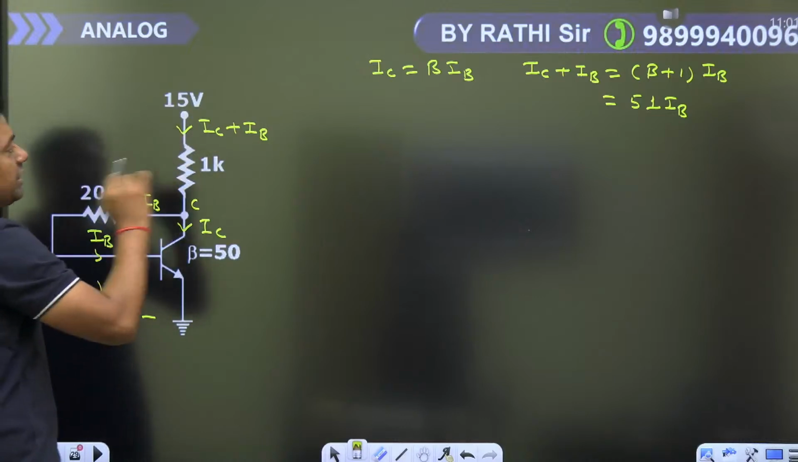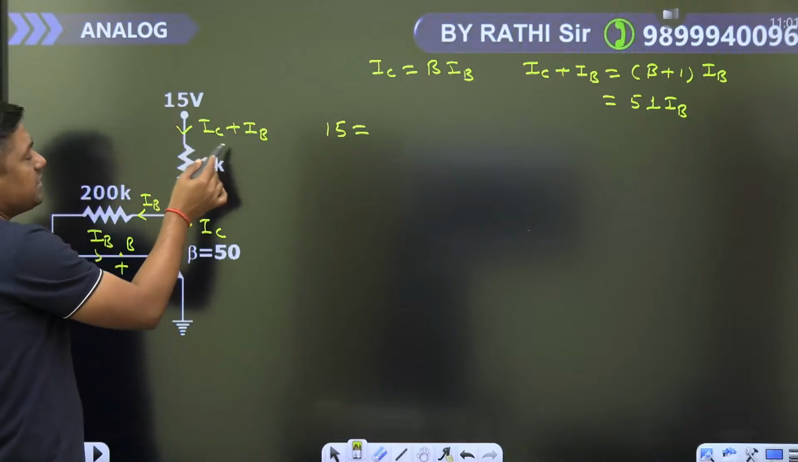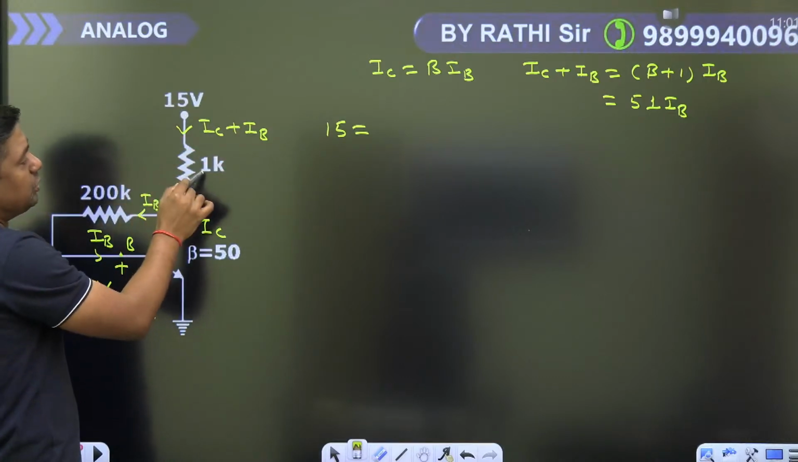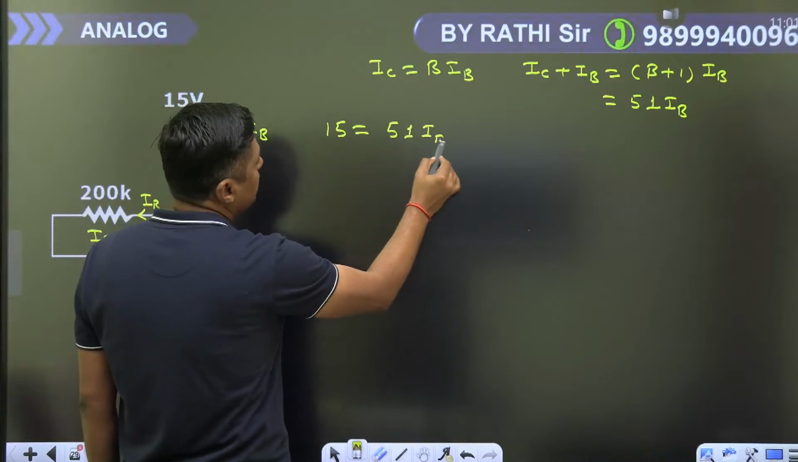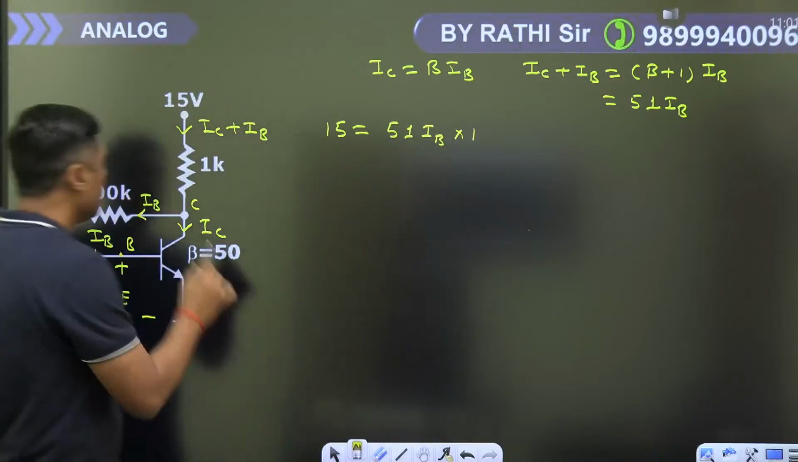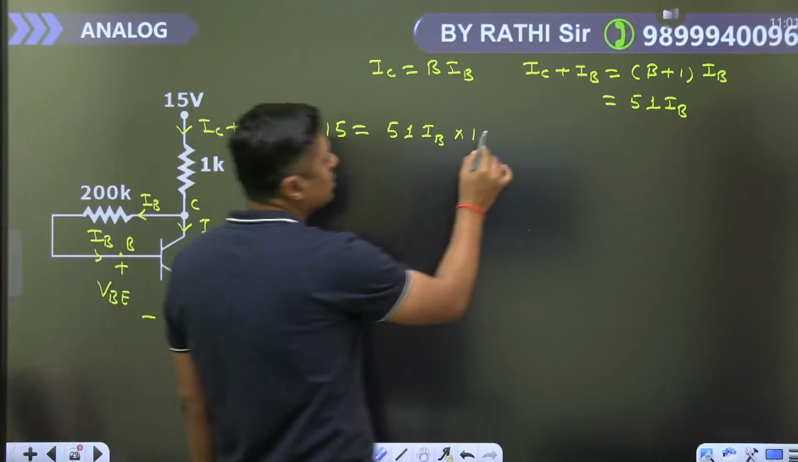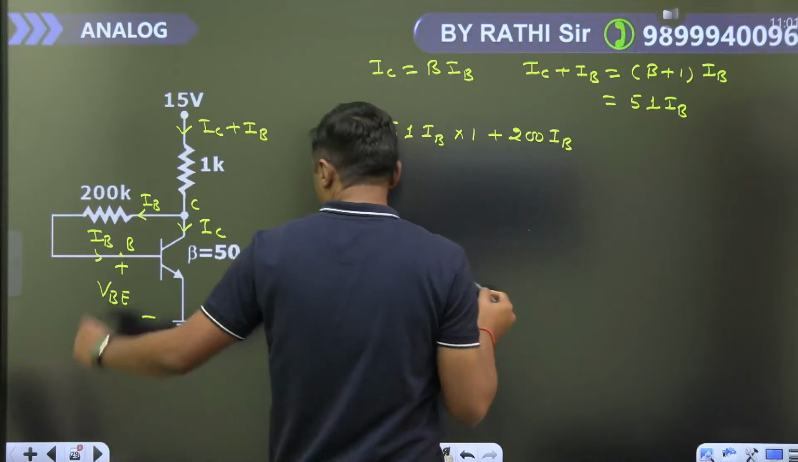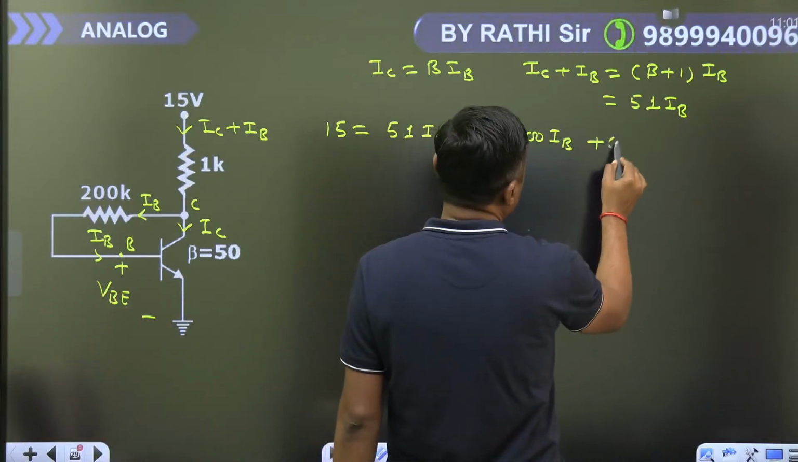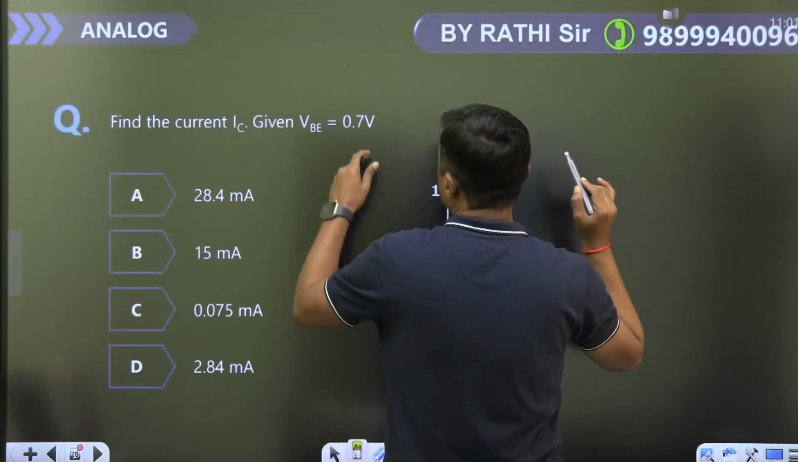Now in one step you can write the KVL here. This 15 is equal to IC plus IB, which is 51 times IB, into RC. So 51 times IB into 1, plus 200 times IB, plus 0.7. What is the value of VBE? 0.7, it is given in the question.